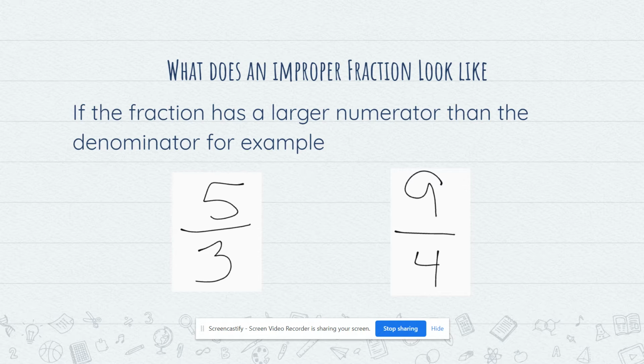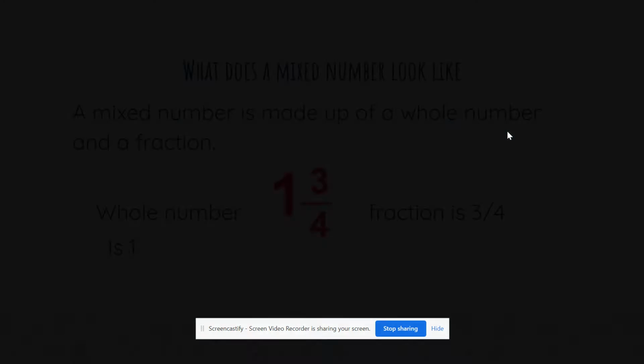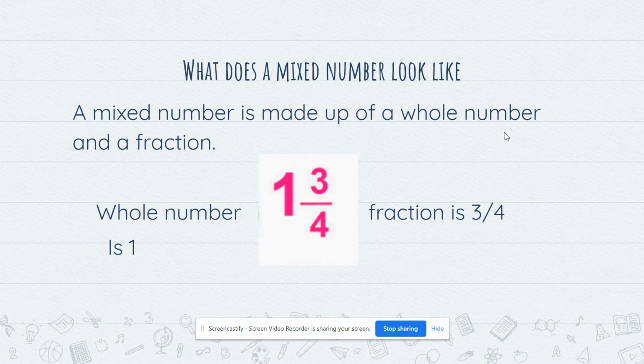So what exactly does this mean if I have 5/3? Before I do that, what does a mixed number look like? A mixed number is made up of a whole number and a fraction. A whole number is like the 1 in this particular example, and the 3/4 is the fractional part. So mixed numbers have both parts. They have whole numbers and they have fractions, and they're mixed together. That's a good way to help you remember.